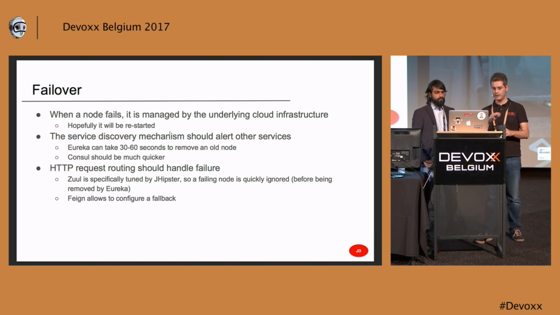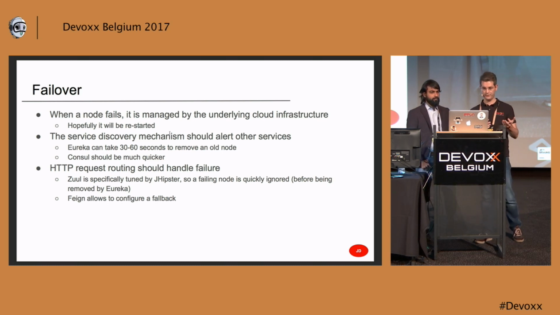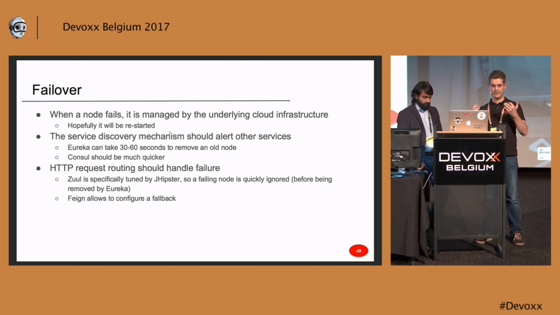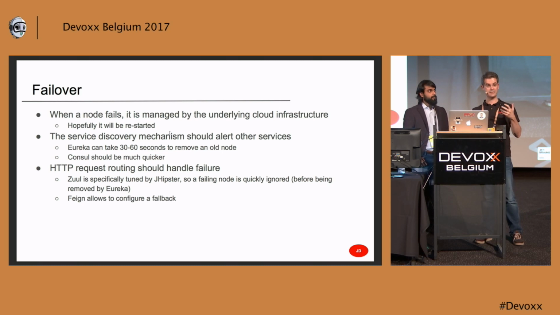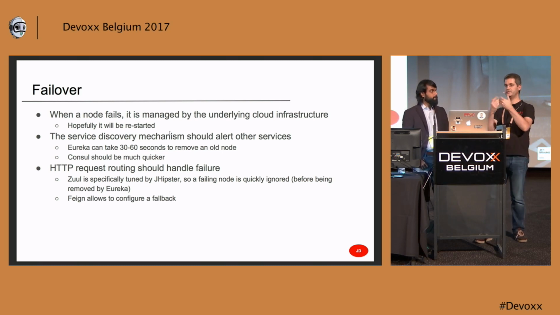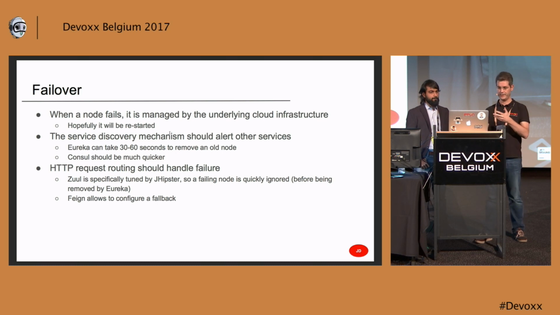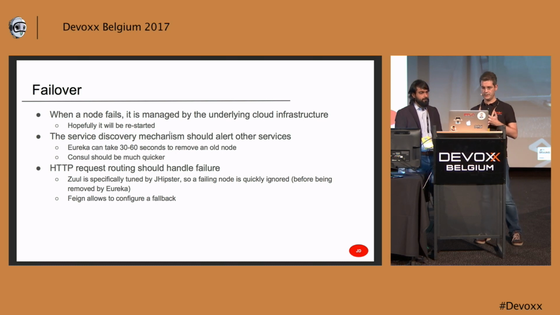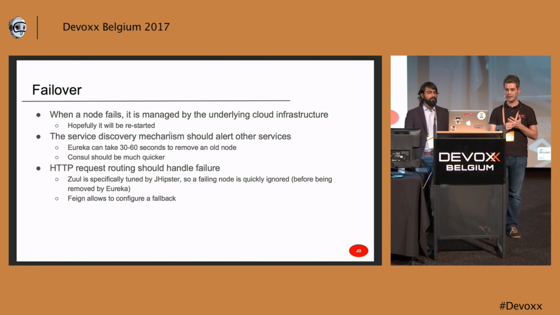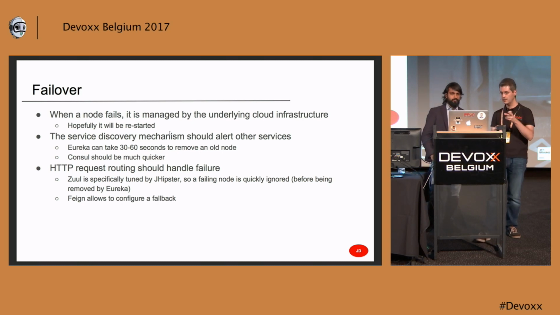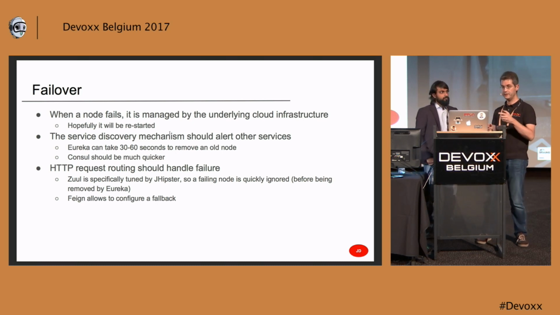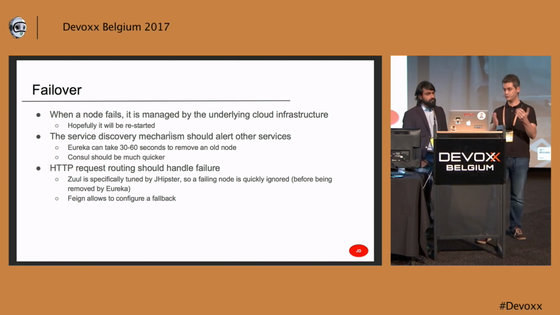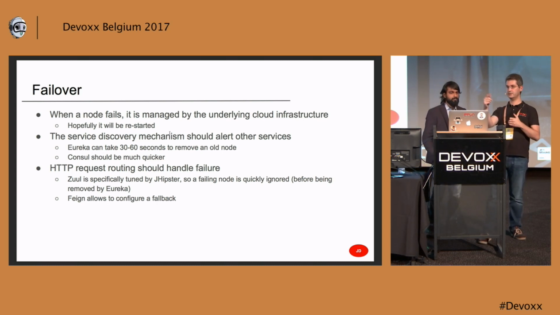And then HTTP request routing should handle those failures, of course. What I mean is that even if you are in the 30 to 60 seconds when Eureka hasn't noticed anything, so you are hitting a server which does not exist anymore, your HTTP request routing mechanism should handle that failure. So we did specific tuning on the gateway for that. Basically, it's the statistics. And if you use Feign to access a microservice from another one, you can configure a fallback. Feign should handle the failure, but you can also tell it, if this thing fails, let's do something else.